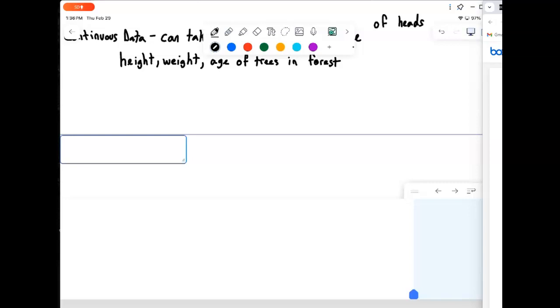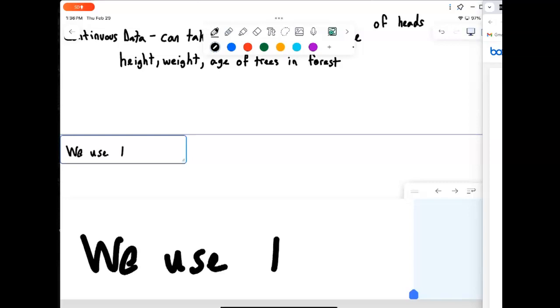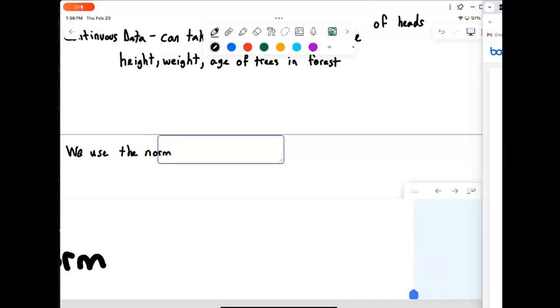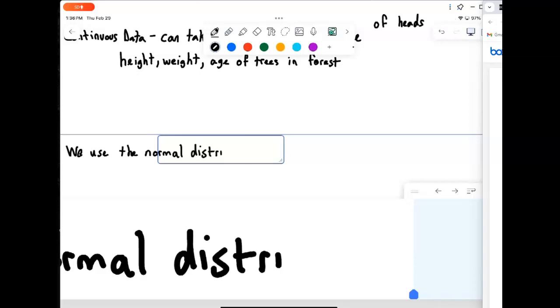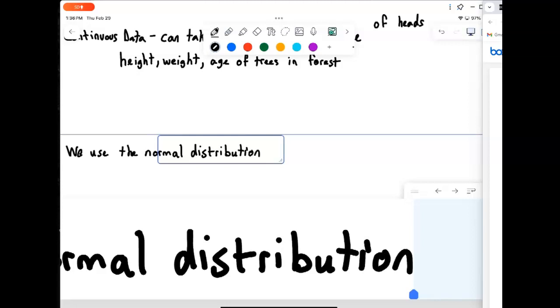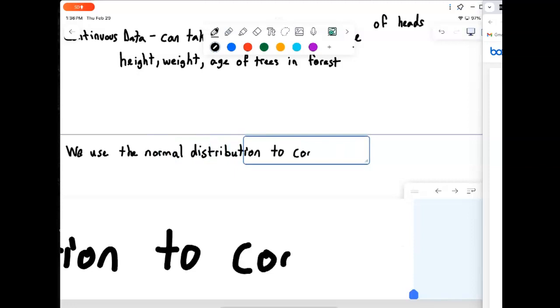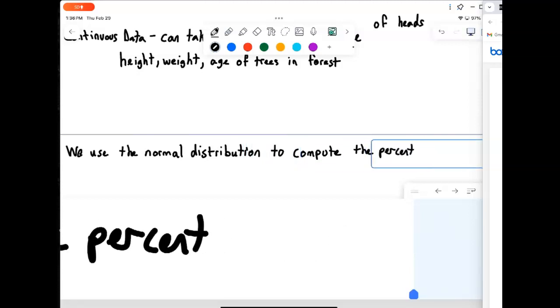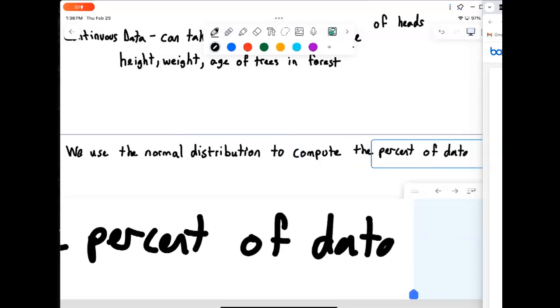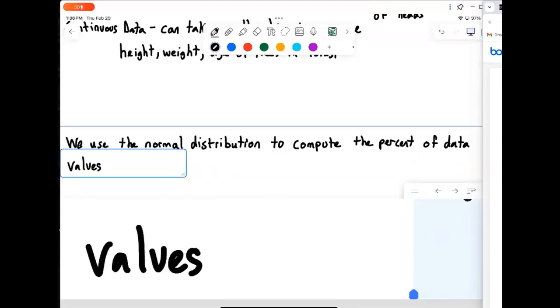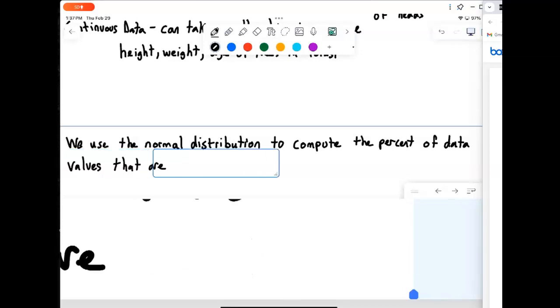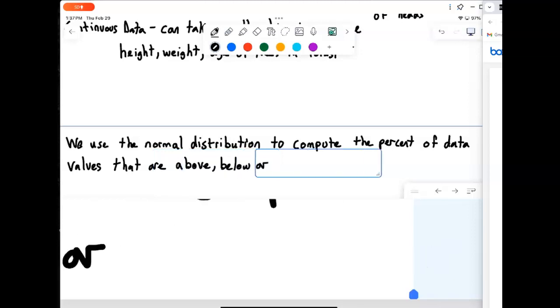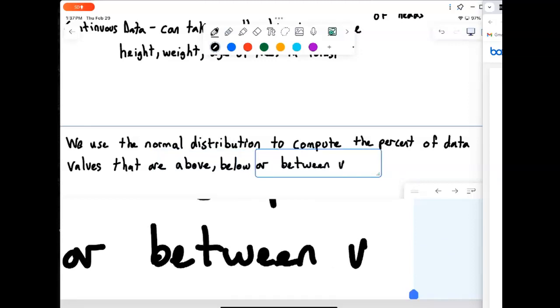But we're going to use the normal distribution. We're going to use the normal distribution to compute the percent of data values that are above, below, or between values.